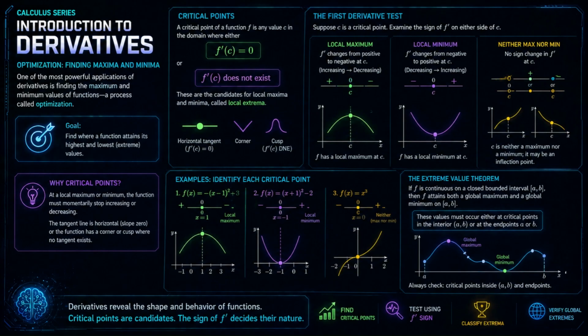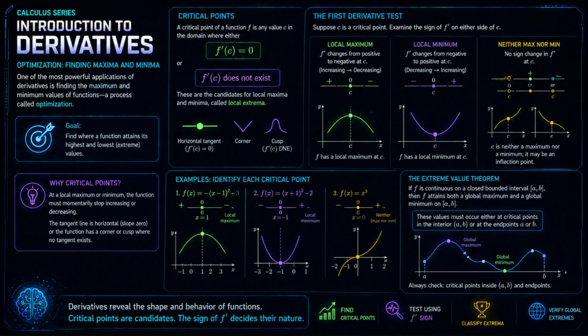The first derivative test helps us classify critical points. Suppose c is a critical point. Examine the sign of f prime on either side of c. If f prime changes from positive to negative at c, meaning f was increasing then decreasing, then f has a local maximum at c. If f prime changes from negative to positive, f was decreasing then increasing, then f has a local minimum at c. If the sign of f prime does not change, the critical point is neither a maximum nor a minimum. It may be an inflection point.